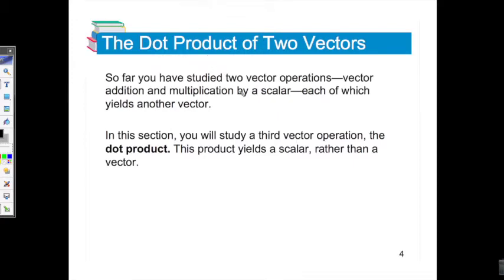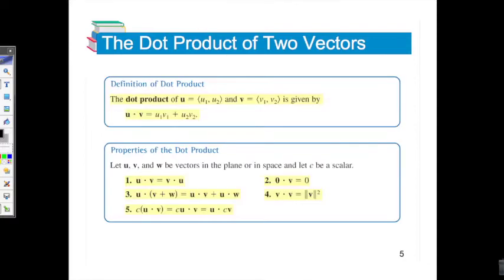So far we've been looking at vector operations like addition and multiplication by a scalar, which are all things that when you do them, you still get a vector. Dot product is different in the way that when you do this operation, it yields a number, a scalar, rather than another new vector.